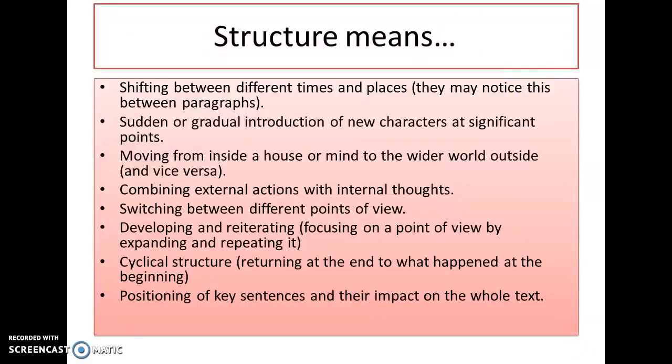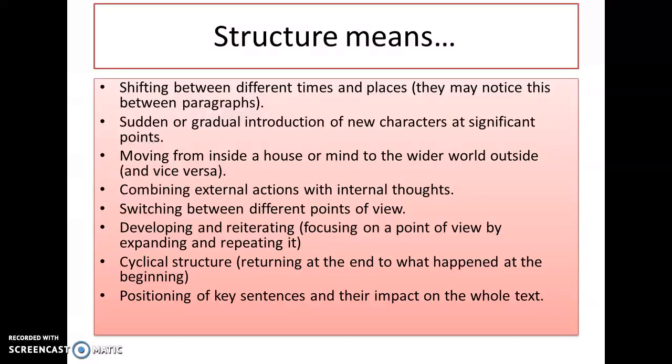Structure means shifting between different times and places. So if you notice there's a sudden change of time, so if it's talking about the evening when earlier in the text it was talking about the morning, that is a structural device that you will need to comment on and explain why the writer chose to talk about the change of time. If there's a sudden or gradual introduction of a new character, a different focal point, you need to mention why you think the writer chose to introduce a character out in a particular paragraph rather than the beginning and the middle or the end.